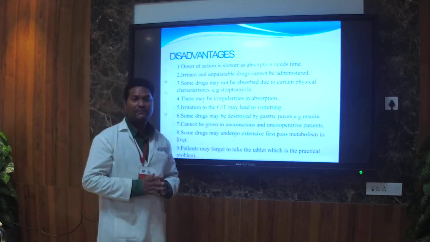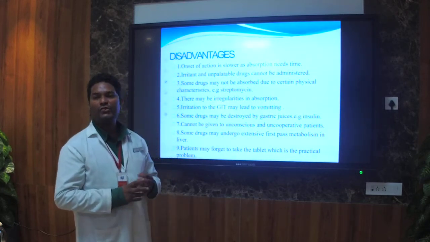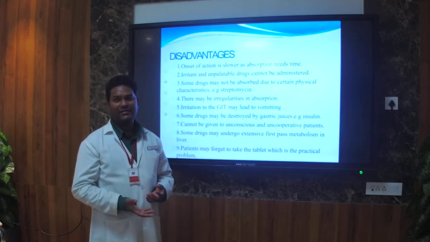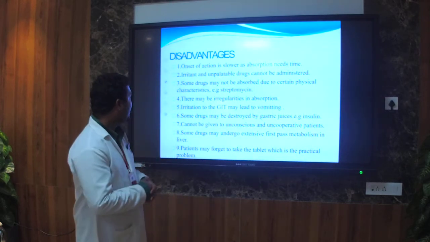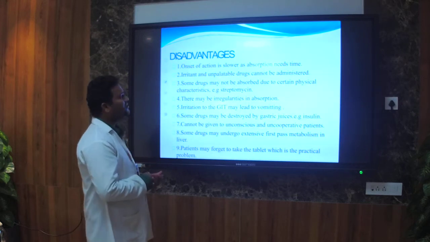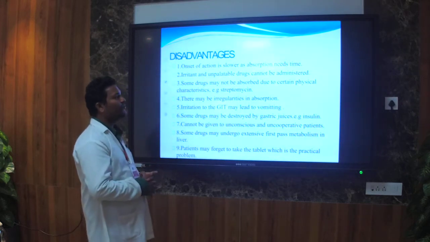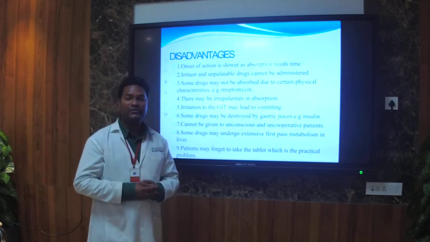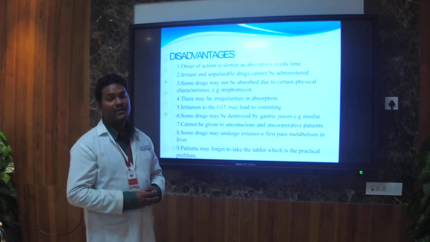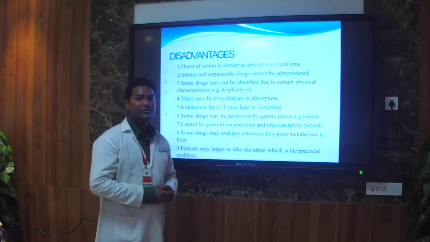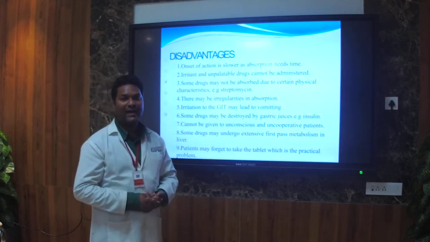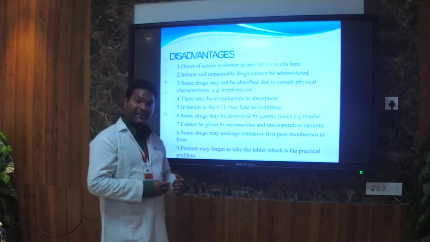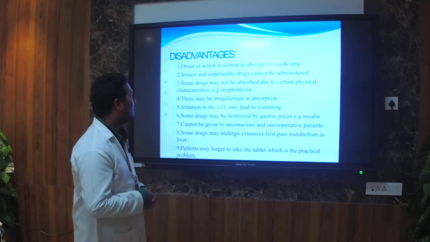Disadvantages. Always remember whenever we talk about the routes of administration, we have the advantages over the disadvantages or vice versa. So disadvantages: onset of action is very slow as absorption needs time. It goes to the GI system, to the stomach, it needs to get absorbed, then it would circulate into the systemic circulation and then reach the target organ. So the journey is very long, so absorption is slower.